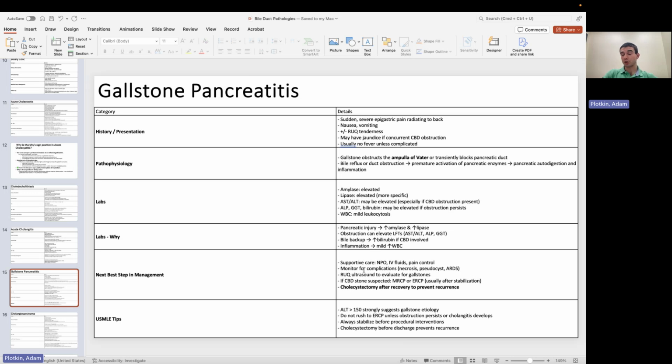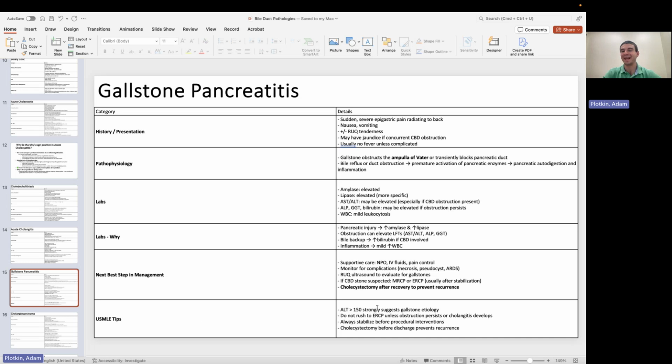We'll do the right upper quadrant ultrasound if we have a suspicion for gallstones, okay? If a CBD stone is suspected, we should do an MRCP or an ERCP after the patient is stabilized. Confirm it, and then remove that stone. And then we'll usually do cholecystectomy after recovery to prevent the recurrence, right? We already know their gallbladder is making stones and it shot one out and it caused this huge problem. It's probably going to do it again. Let's take it out once the patient's stable.